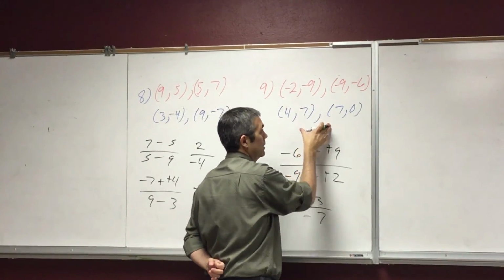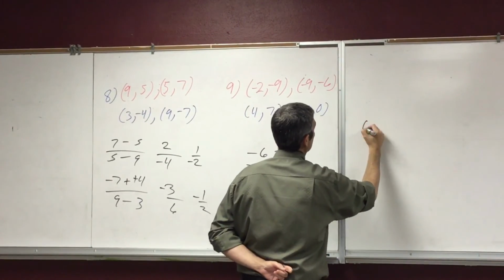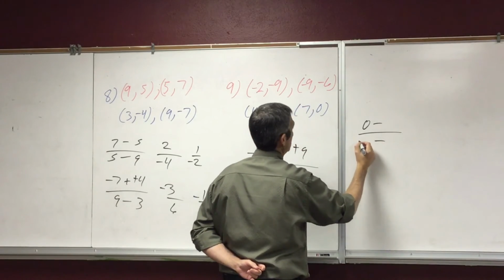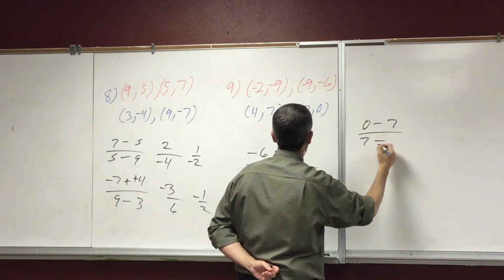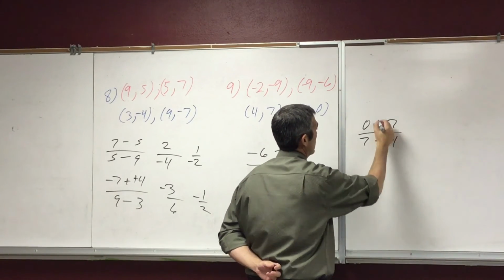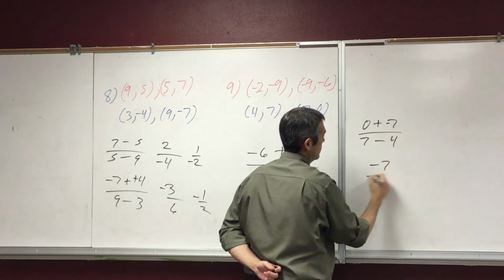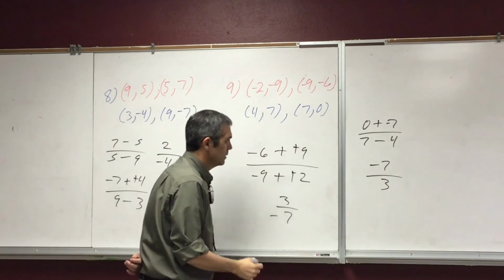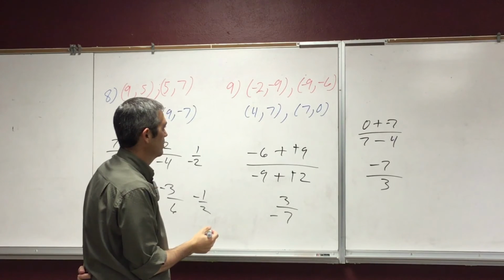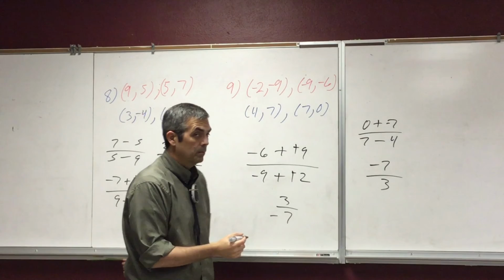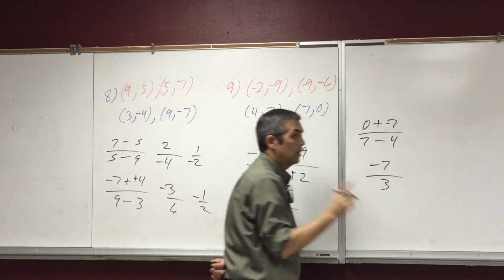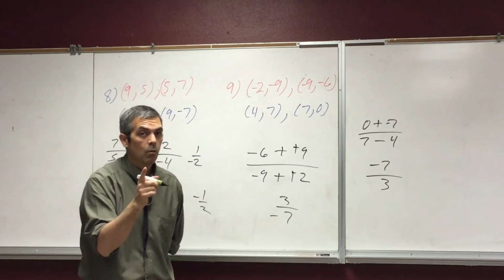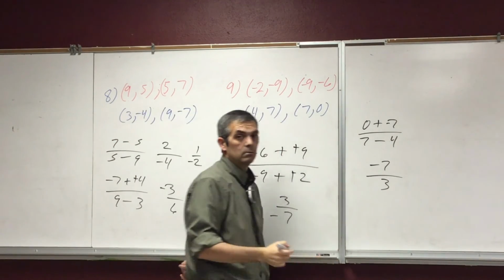Now do this one right here, okay? 0, 7, 7, 4. You're going to get negative 7 over 3. Did I do that correctly? Opposite reciprocal is what it's got to be perpendicular. They're the reciprocal. They are not the opposite. Watch that. Neither. It's neither.